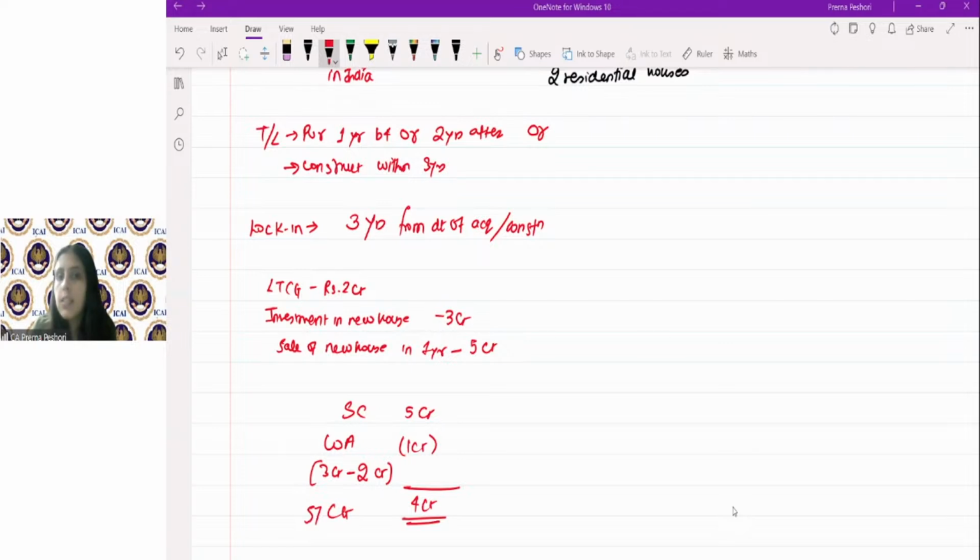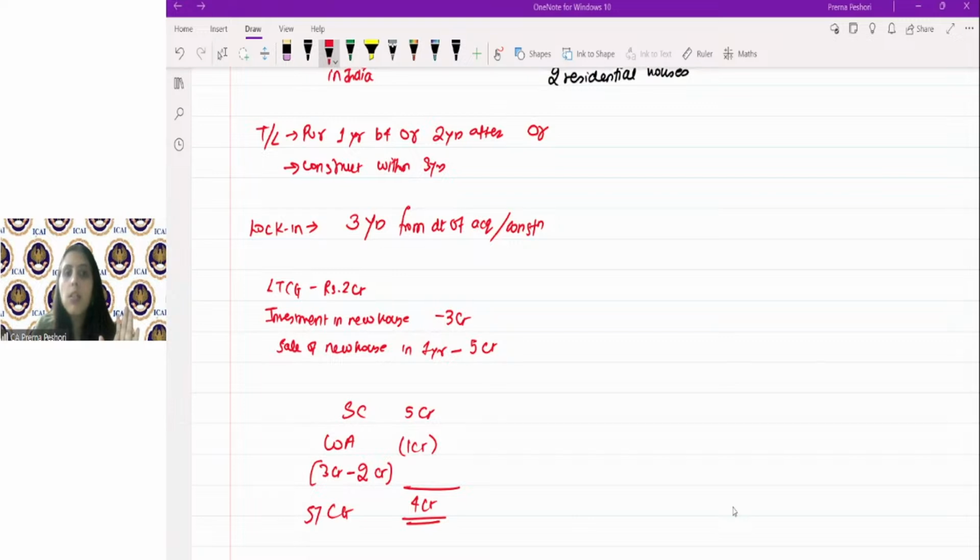So that is under section 54. If I sell the house, I have to invest in a new house; that is under 54. Any doubt till now? Any questions? Any doubt?